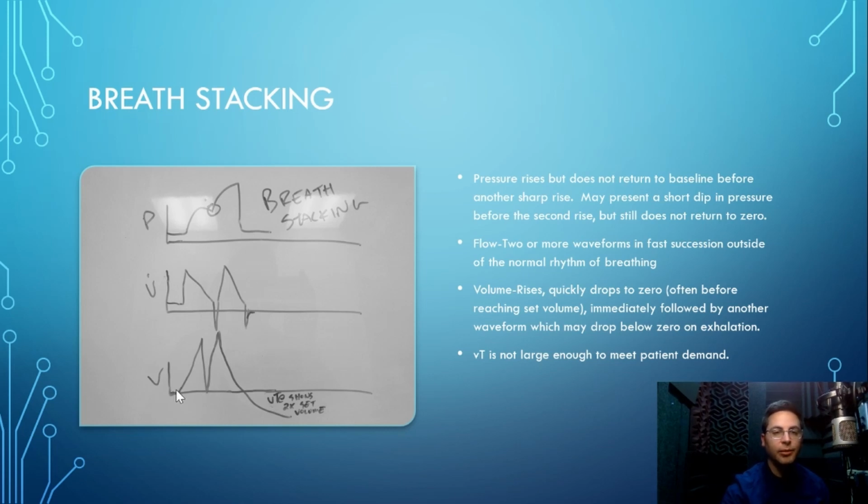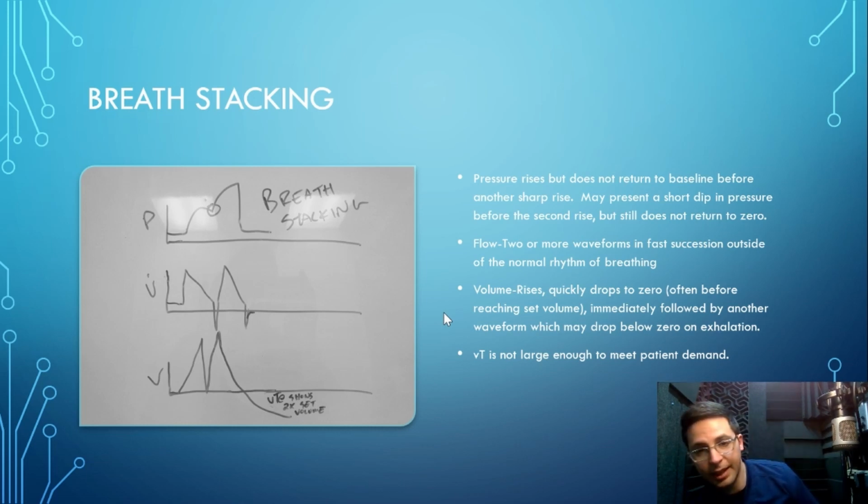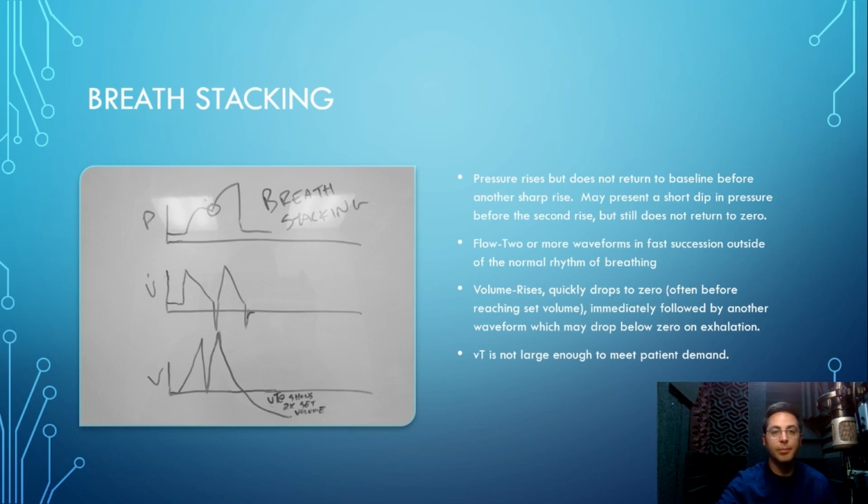We have our volume waveform, which quickly rises, then quickly drops to 0, often before reaching the set volume. And this is immediately followed by another waveform, which may actually drop below 0 on exhalation. And what you're having here is breath stacking. On that volume waveform, which you might measure down here on this expiratory side as it goes below baseline here, you're going to see exhaled tidal volume that is about equal to twice your set volume. This shows us that the tidal volume that the patient is receiving is not nearly large enough to reach the patient demand.